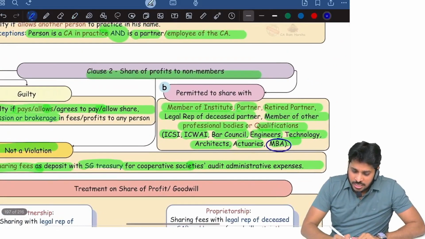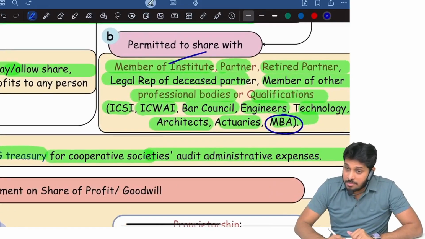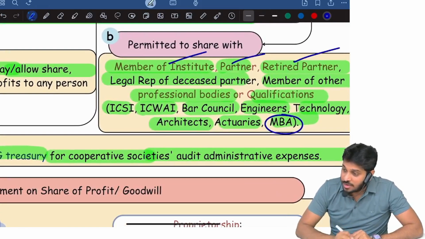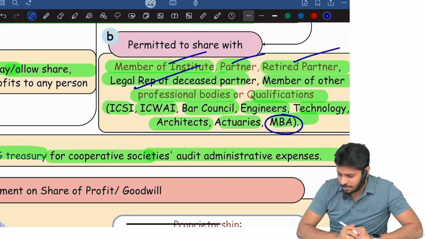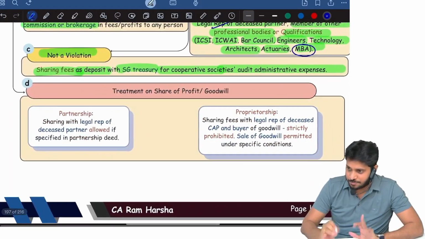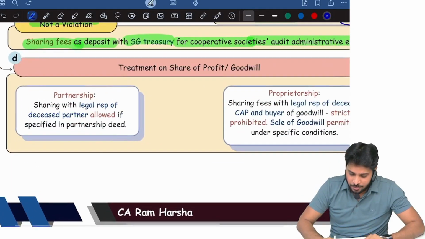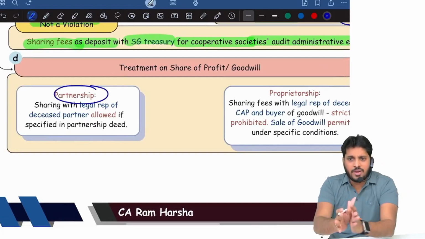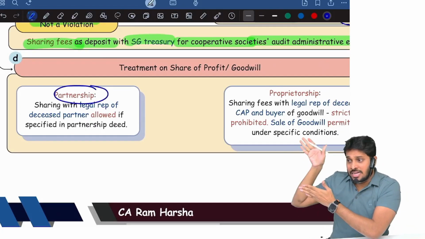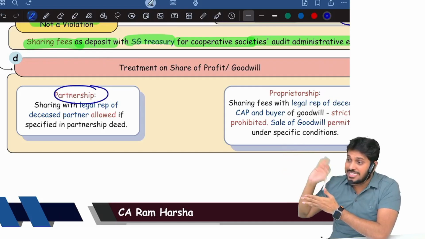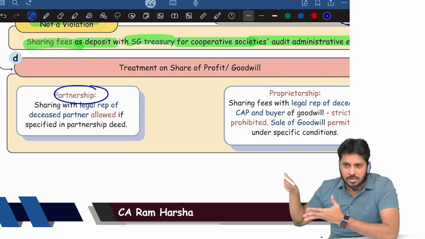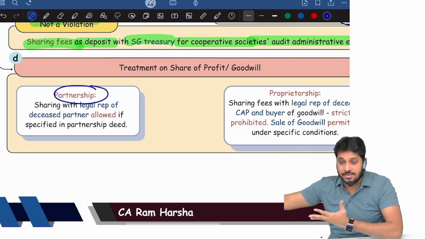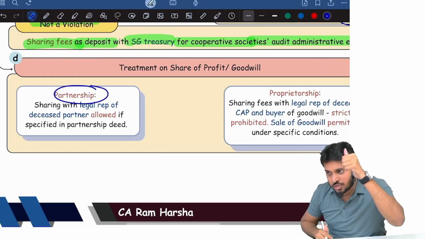Now, you see, share of profit is permitted, no? To another member it is permitted, to a partner, a retired partner, or a legal representative of a deceased partner it is permitted. Suppose my firm is a sole proprietary firm. In a partnership, happily I can share with the legal representatives of the deceased partner. If a partner died already, and their legal representatives are getting share of profit from our firm, that is absolutely permitted.